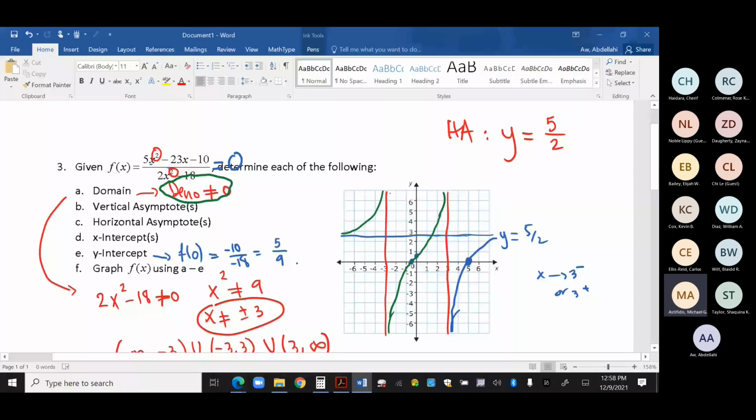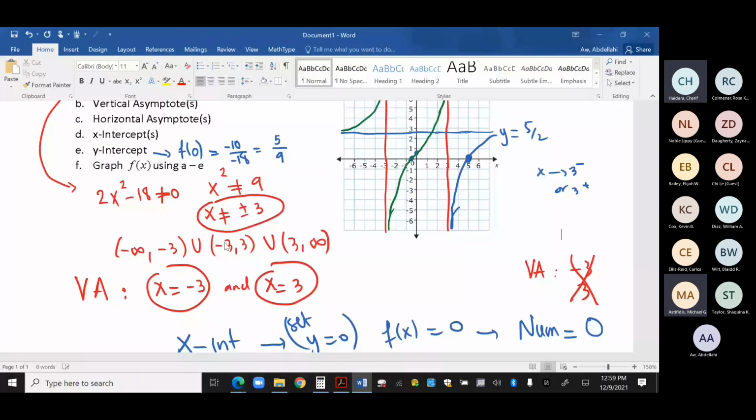All right? Hey, sir, please, I have a question. Yes. Okay. In question F, they said to graph f of x using A to E. So now, if they say that, I think we don't have the vertical asymptote, no, horizontal asymptote in the graph, right? Yes, the horizontal asymptote, we're going to use the horizontal asymptote, etc. We're going to use the vertical asymptote, but this is really a stretch.